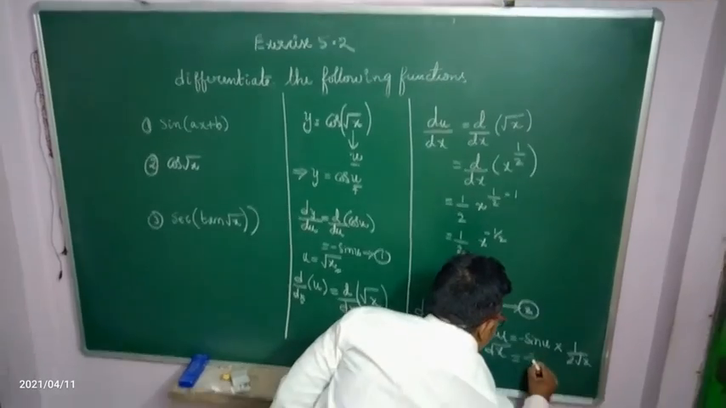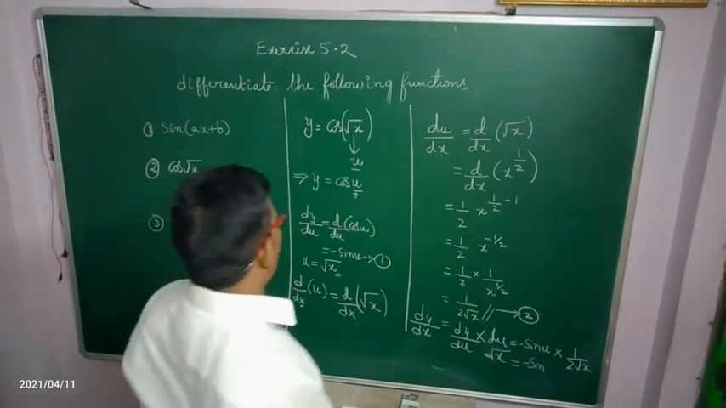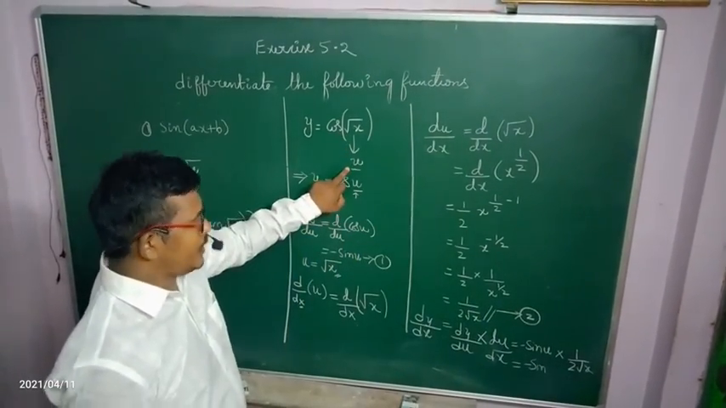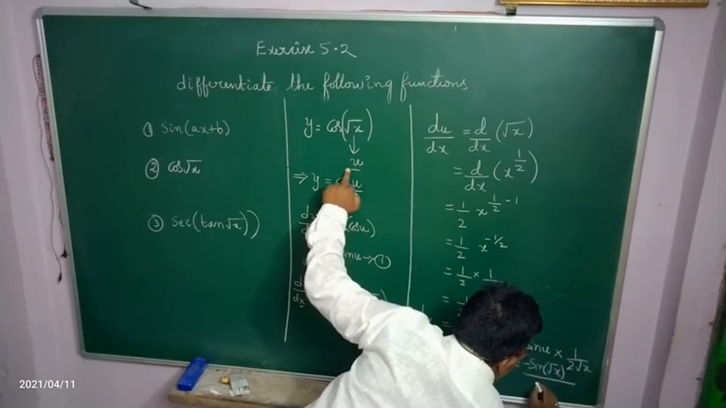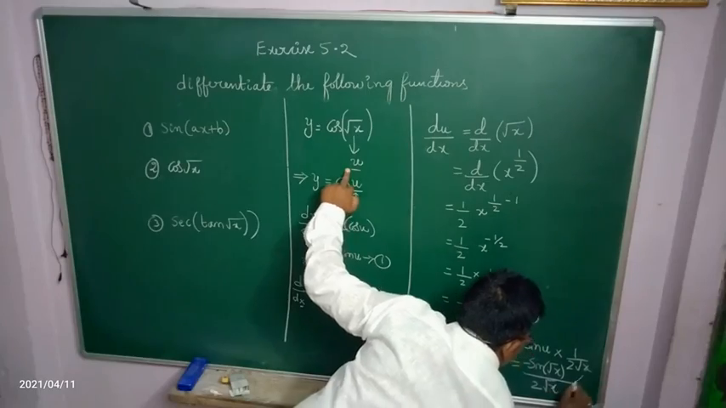Sin u is sin root x, so dy by dx is minus sin root x by 2 root x, and this is your solution.